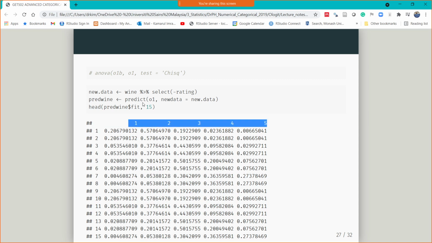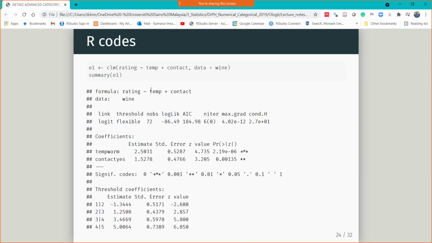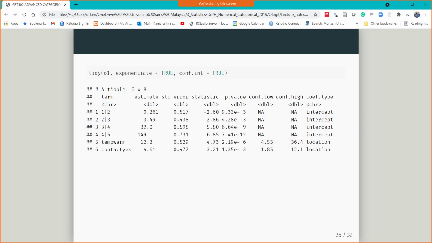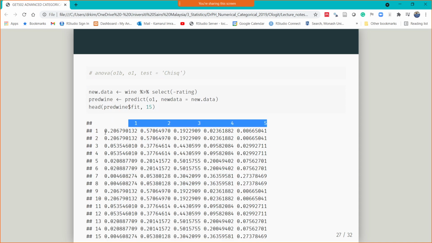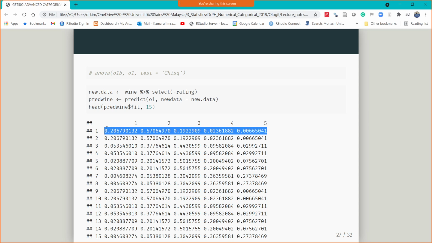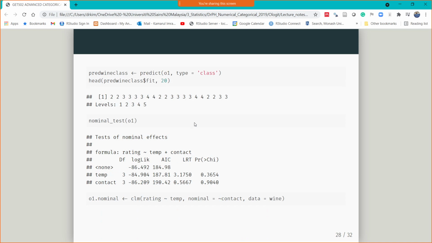So by knowing temperature and contact, we know that for the first observation there is a 20.7% probability to be in outcome 1, 57% to be in category 2, 19.2% category 3, and so on and so forth. If you sum these probabilities, you get 1.